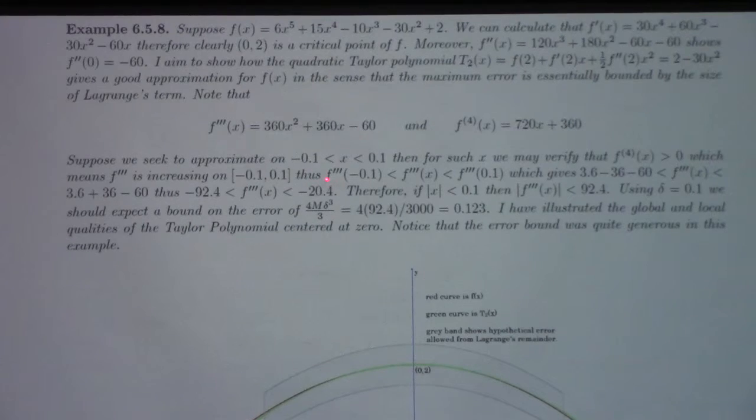So that's my logic here. That's why f double prime of x has an upper bound, and a lower bound would be f double prime of minus 1. So basically what I get is a bound of minus 92.4 less than the third derivative less than minus 20.4. So if x is within 0.1, then the third derivative is less than 92.4 in absolute value.